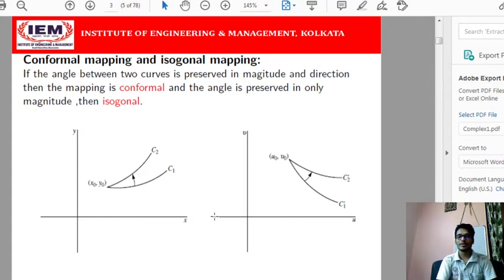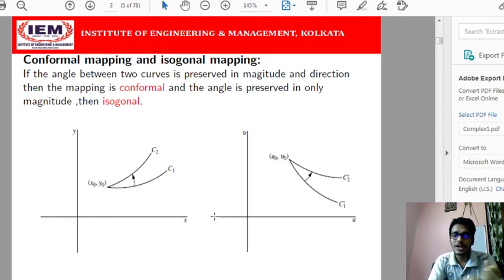So what do you mean by the conformal mapping? Conformal mapping means whenever we are defining a function, as I have told earlier, it maps some geometrical figure from the z plane to the w plane. So let's say we are taking two curves C1 and C2 which are intersecting at a point x0, y0, and by virtue of the mapping that we are defining, x0, y0 is mapped to u0, v0. All the points over the curve C1 are mapped to another curve C1 dash in the w plane. The points over the curve C2 are mapped to another curve C2 dash in the w plane. Then the angle made by the two curves in the z plane is the same as the angle made by the C1 dash and C2 dash curves in the w plane, in magnitude as well as in direction. Then the mapping is called a conformal mapping.